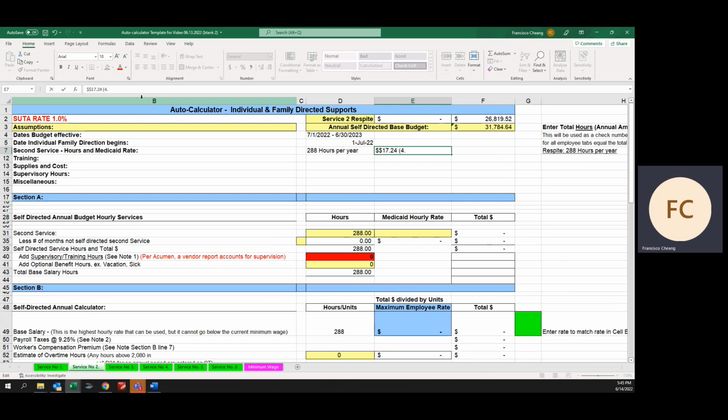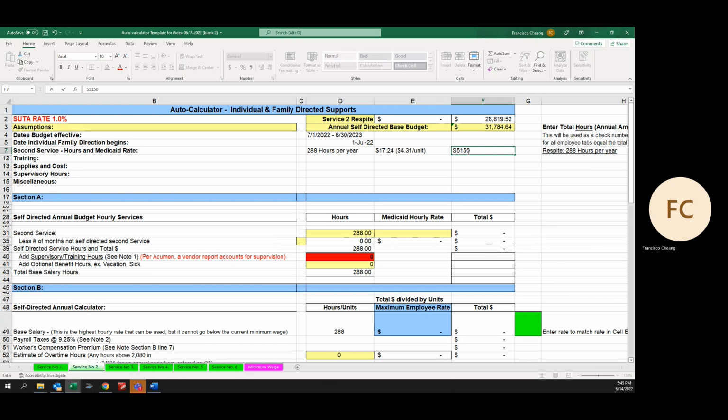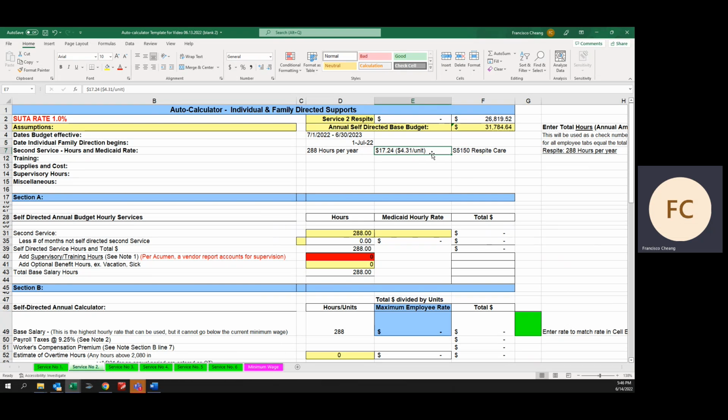Again, I multiplied $4.31 per unit. And I want to add my dollar sign here so I can be consistent. There we go. And then in the service code, the service code for respite care is going to be S5150, which is respite care. Again, these cells just provide information. So the more information you can provide in here, the more organized you are. You can prevent the mistakes.